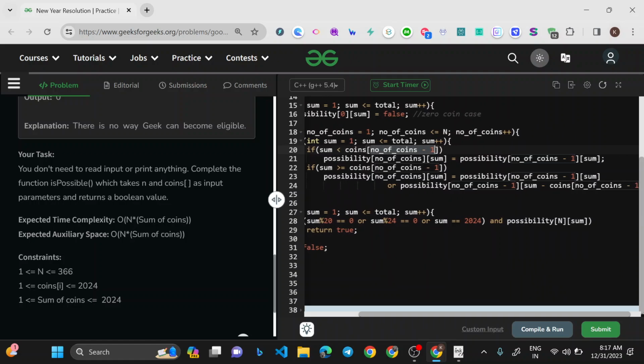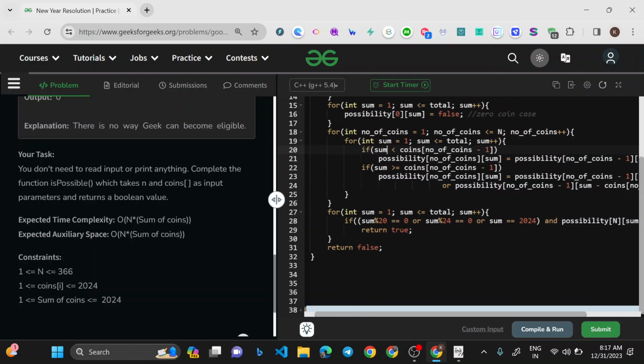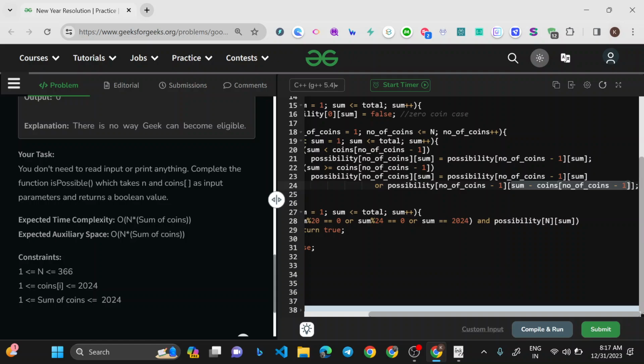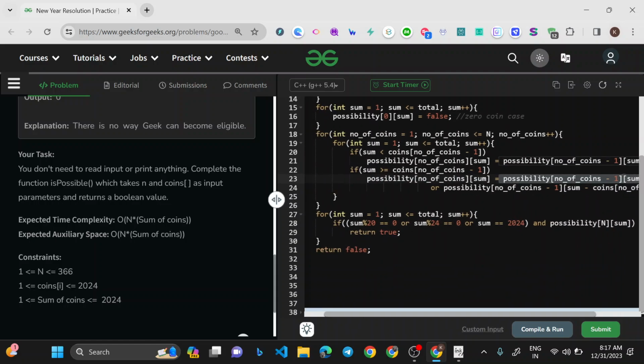So the possibility of that depends upon the previous possibility, because your sum, the target, is less than your present denomination. If your sum is greater than or equal to coins of number of coins minus 1, then you can include it. So the including case is this: possibility of number of coins minus 1, and you'll be asking your previous people, are they able to make a sum minus coins of number of coins minus 1? You are including yourself, so your particular target or sum will be decreased by coins of number of coins minus 1. If you are not including yourself, you'll just ask your previous people, are you able to make this whole sum or not? So these are the two cases, and you'll be taking either of these. If it's true, then it is true.